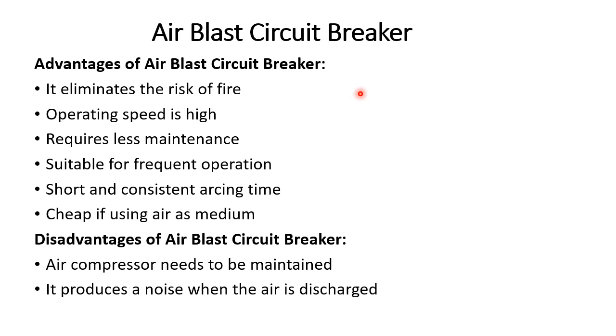Now, the air blast circuit breaker advantages. It eliminates the risk of fire. Operating speed is high, requires less maintenance, suitable for frequent operation, with short and consistent arcing time. It is cheap as we are using air as a medium. The disadvantage: the air compressor needs to be maintained every time as the operation takes place, and it produces a huge noise when the air is discharged.